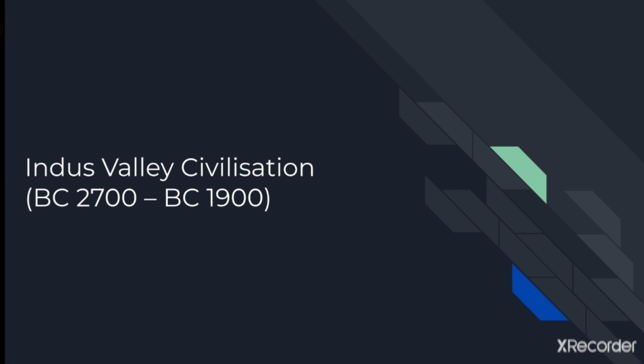So yeah, it was a really important civilization, but for some reason it died out. It is called the Indus Valley Civilization because it is located right next to the Indus River.